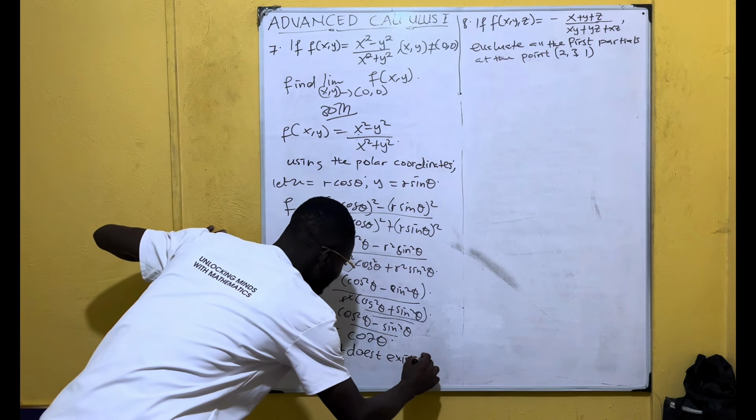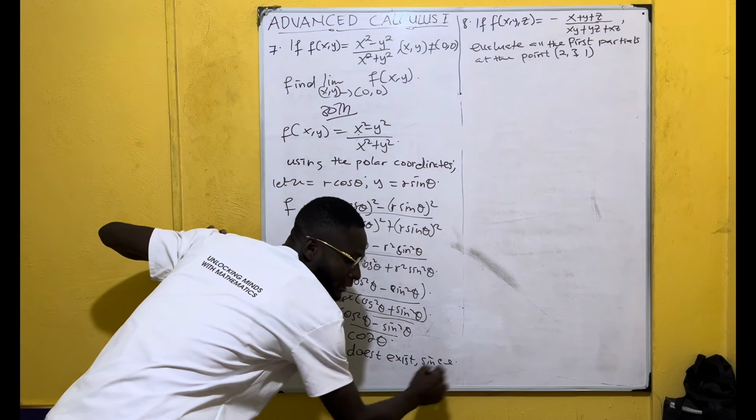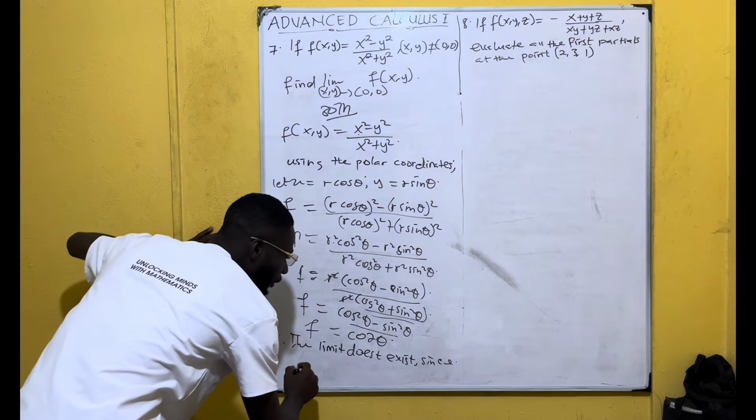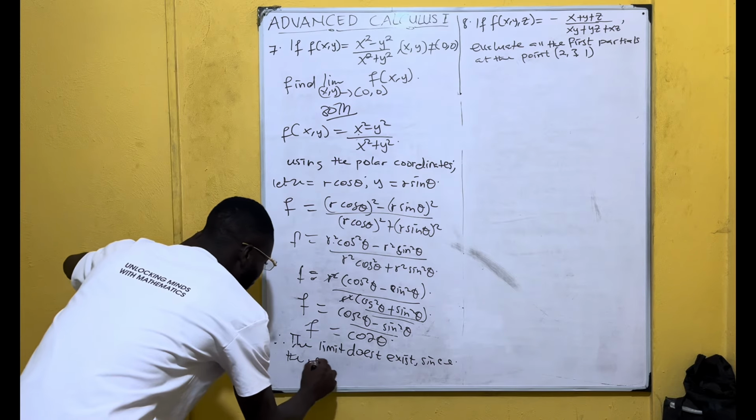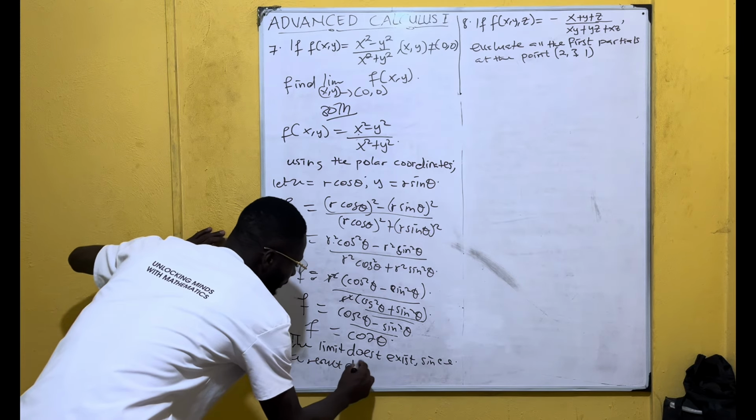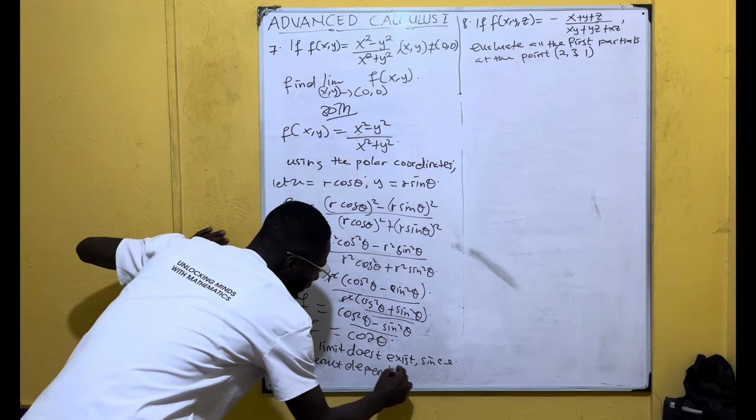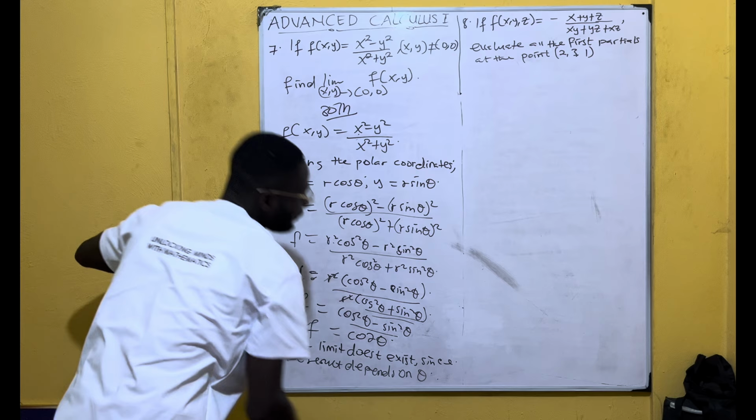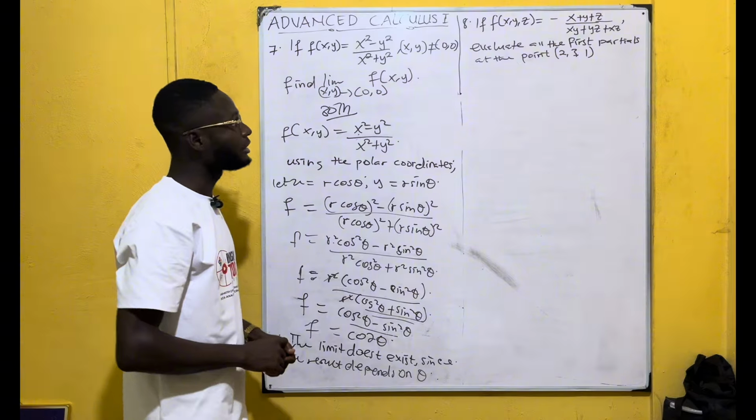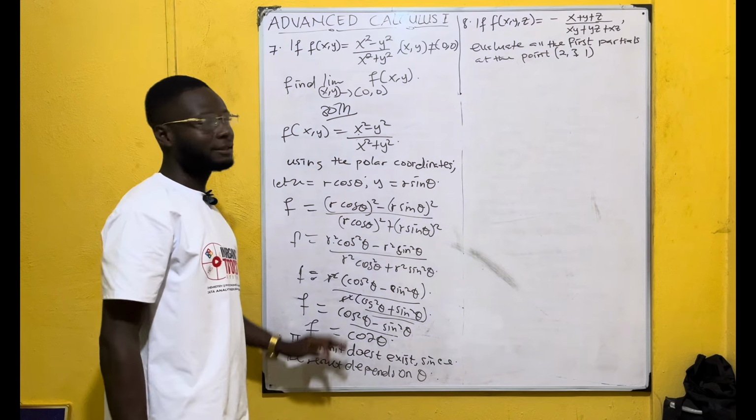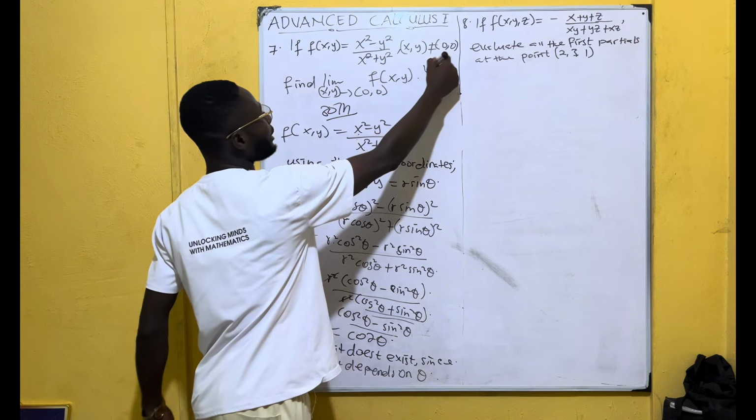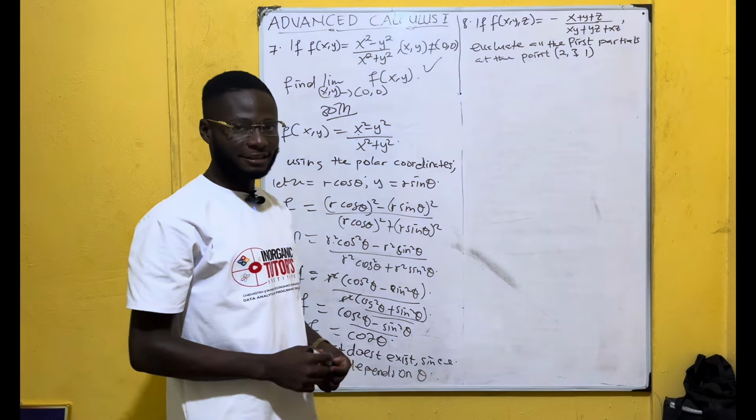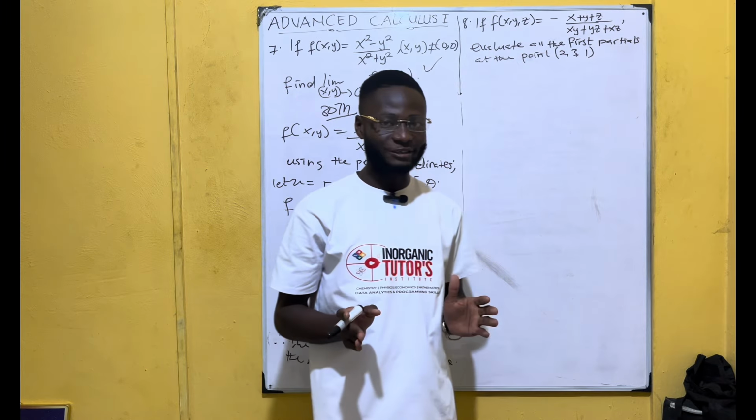Since the result depends on theta, we say that the limit does not exist. So this particular limit does not exist. That is so brilliant, right?